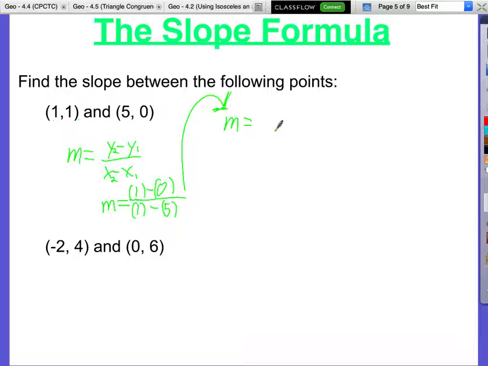What's 1 minus 0, Betsy? 1. And what is 1 minus 5, Blake? Negative 4, because the negative 5 is bigger than the 1. So we got negative 1 over negative 4, which we know is the same as negative 1 over 4, with the negative out in front. Questions on that one?